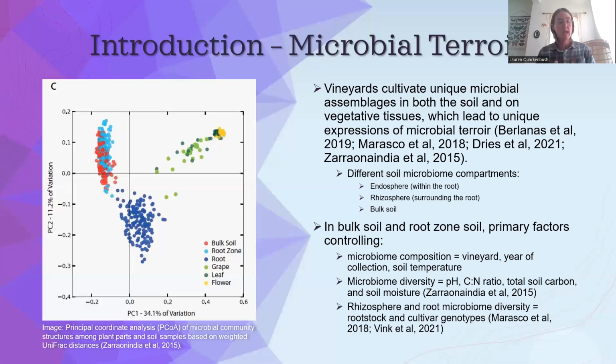The reason why bulk soil and rhizosphere soil share similar microbial compositions is because they share primary controlling factors: the vineyard, year of collection, and soil temperature. The factors controlling microbiome diversity, though, are different and include soil pH, carbon-nitrogen ratio, total soil carbon, and soil moisture. Within the rhizosphere and roots specifically, the rootstock genotype and cultivar genotype exert a strong influence on microbiome diversity.